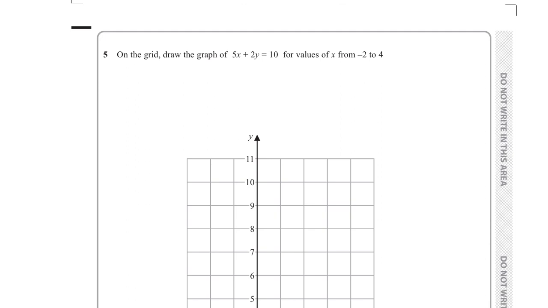Final question for this. This is drawing a linear graph. Now, this is not in the right format. It should always be y equals mx plus c. So the first thing we're going to do is rearrange this.